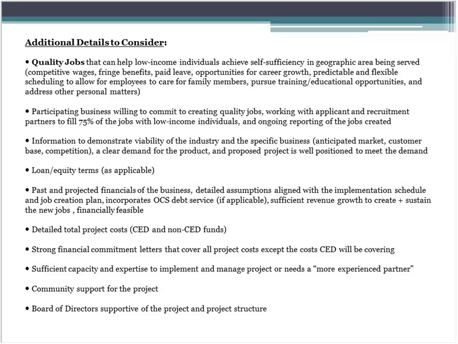Strong financial commitment letters. You're going to need that for all sources of funds other than the OCS grant, and that needs to be in your application when you submit it. Depending on the funder and the size of the construction project, getting strong commitment documentation for construction projects prior to the financial closing of the project can be a challenge.